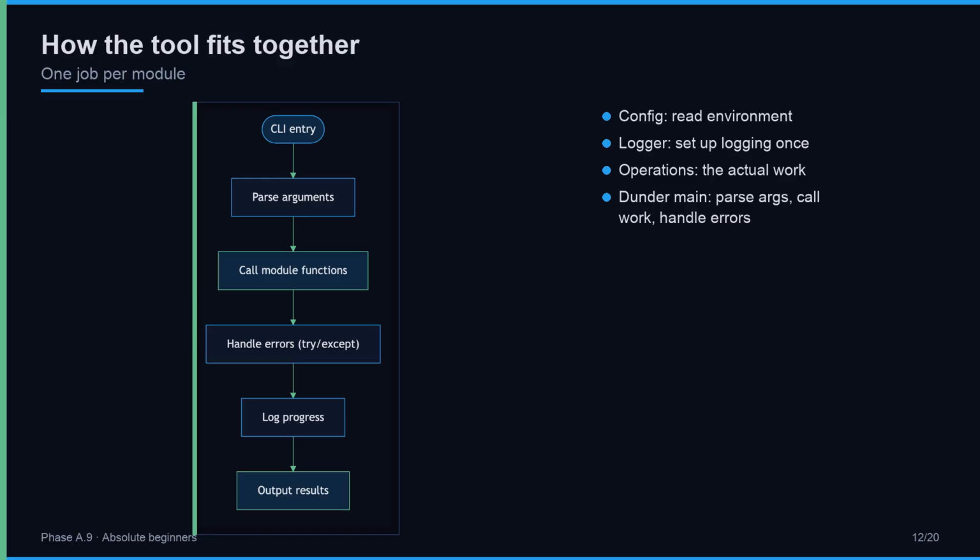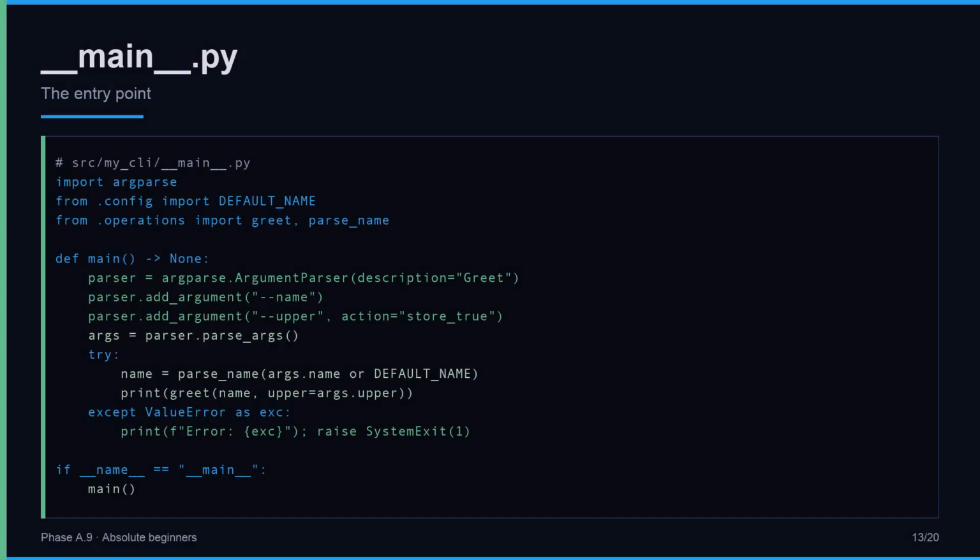Each module has one job. Each import points in one direction. Nothing cycles. That is what well-structured Python looks like: small parts, clean connections. One job per module. Here is the full Dunder main file.